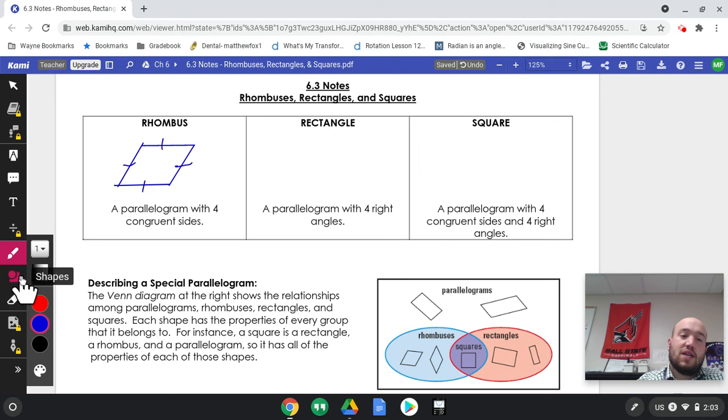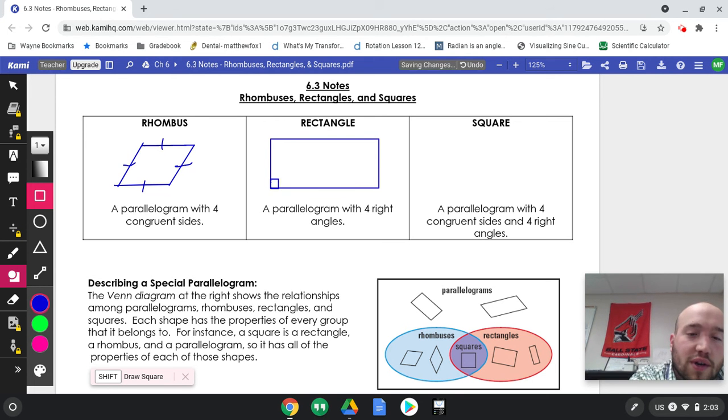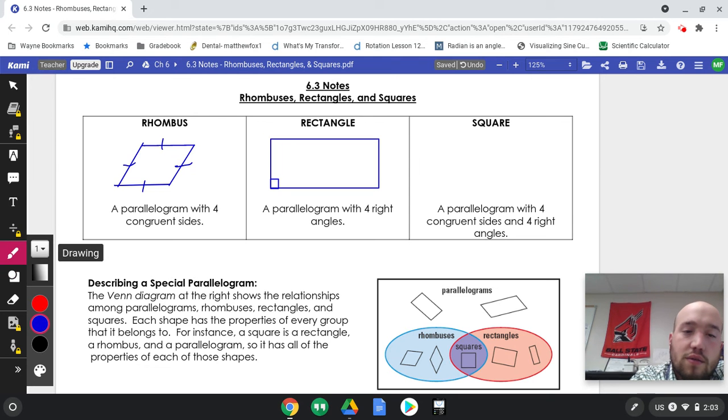Okay, now our next one. This is a rectangle. And this is when we have four right angles. So in each of these corners, I can put this little right angle symbol. I can put a right angle. And each of those is going to be a right angle. Okay, and I'm guessing you've heard of rectangle.